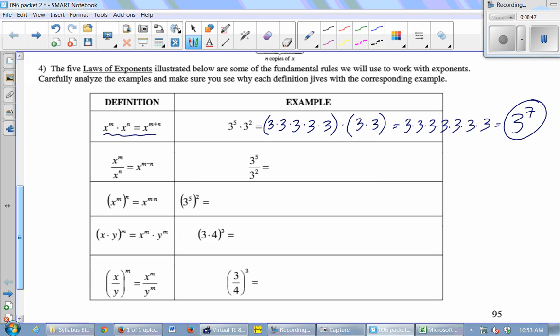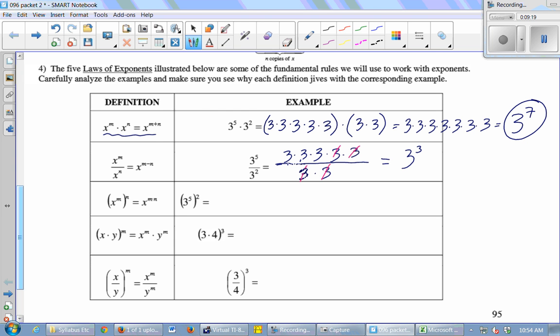All right, what if I want to do 3 to the 5th over 3 squared? 3 to the 5th means 3 times 3 times 3 times 3 times 3. 3 squared means 3 times 3. You just cancel out those 3. Yep, and then you can cancel this 3 and this 3 and this 3 and this 3. It's all multiplication, which means you can cancel. And so how many 3's do I have left? Yeah, I have 3 3's in the top of the fraction, 3 to the 3.